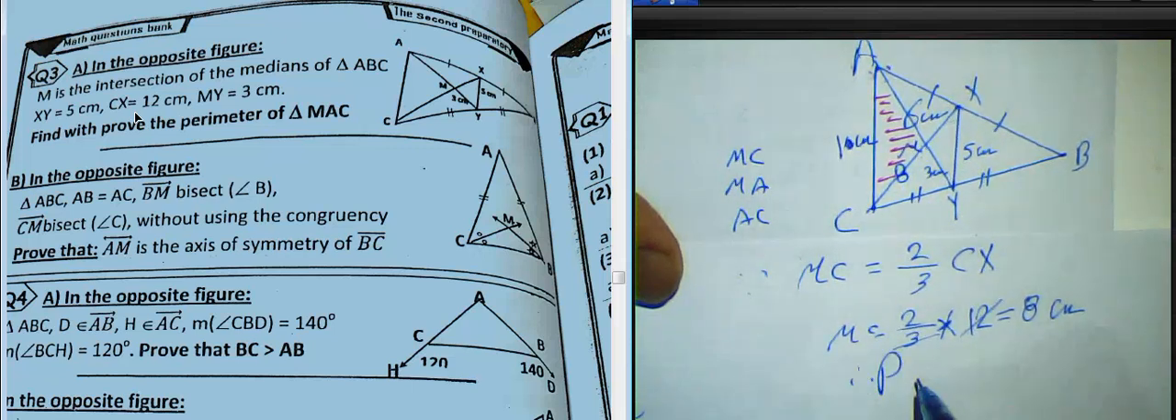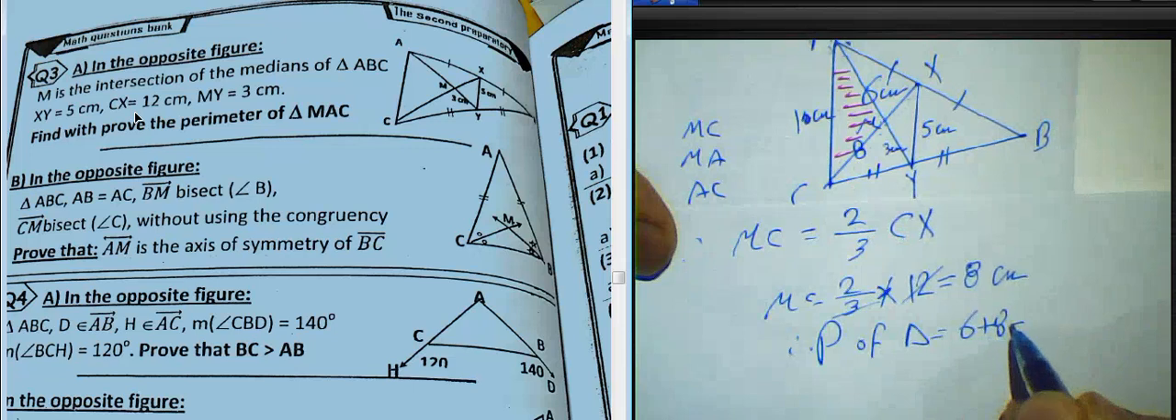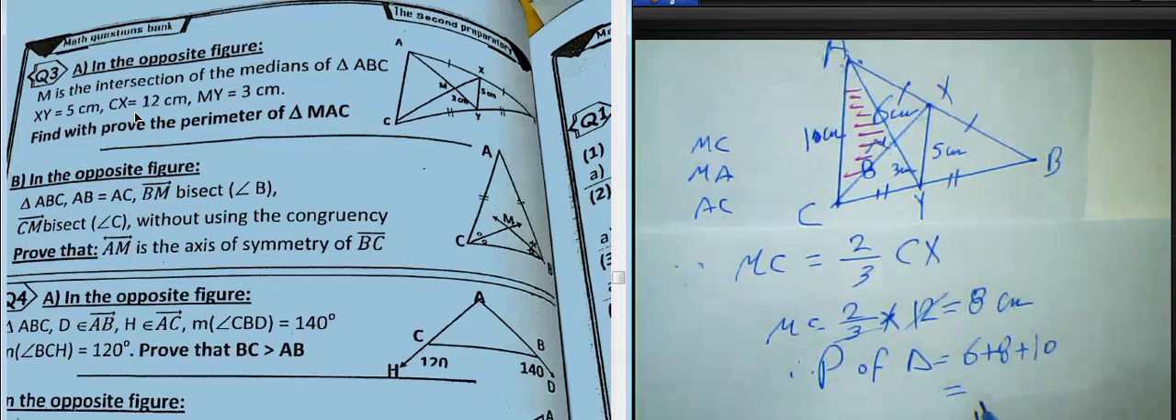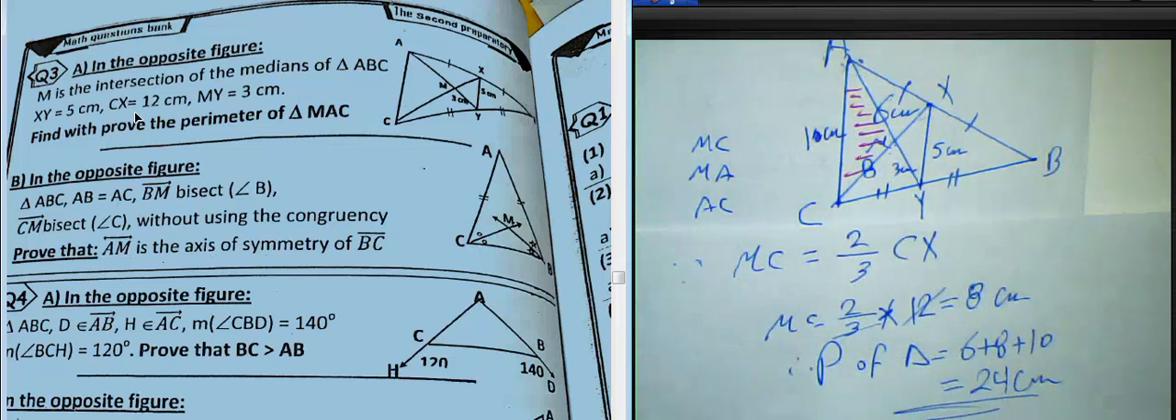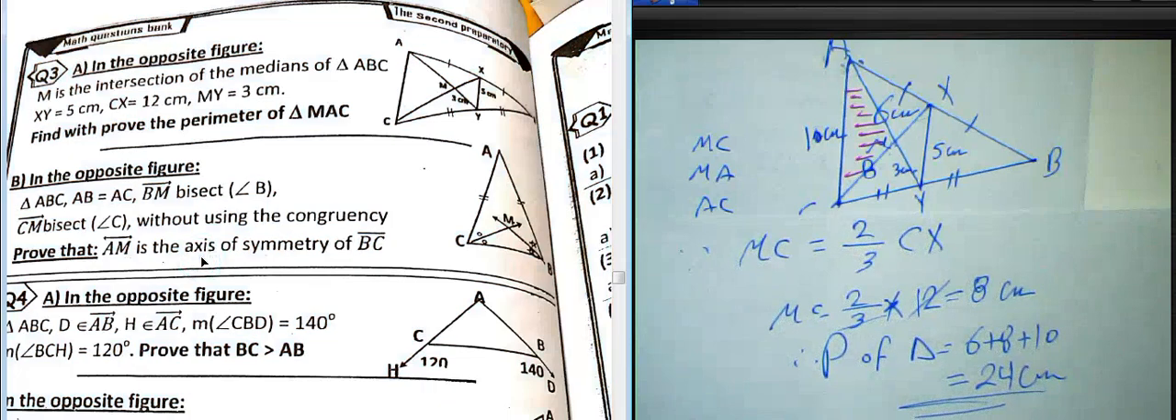Then the perimeter of the triangle will be equal to what? 6 plus 8 plus 10. 6 plus 8 equals 14, plus 10 equals 24. 24 centimeters. Understood this example? Okay, look at the next example.